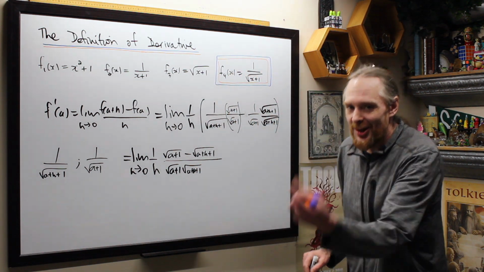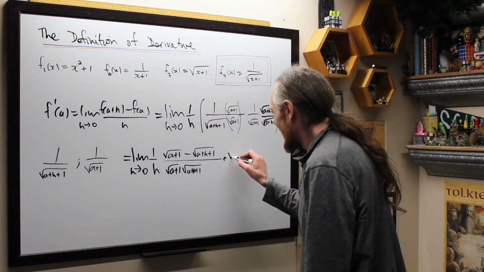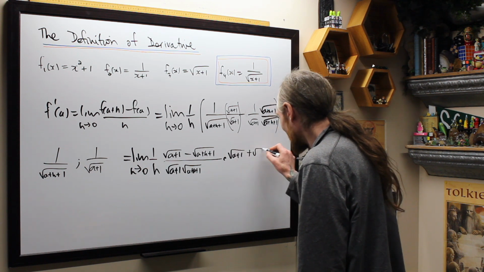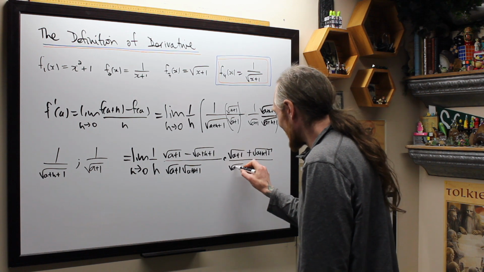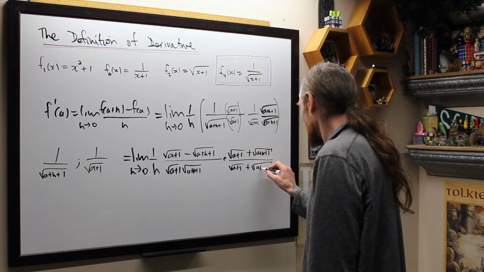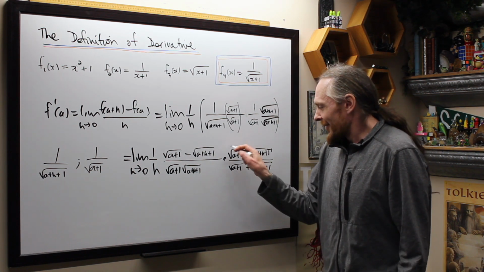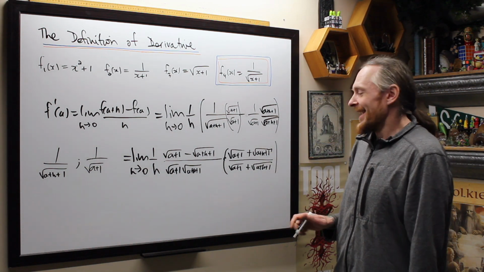And now I'm going to have to conjugate. So we're going to multiply by the square root of a plus 1 plus the square root of a plus h plus 1, over the square root of a plus 1 plus the square root of a plus h plus 1. You don't have to say it every time. And now what does that do?